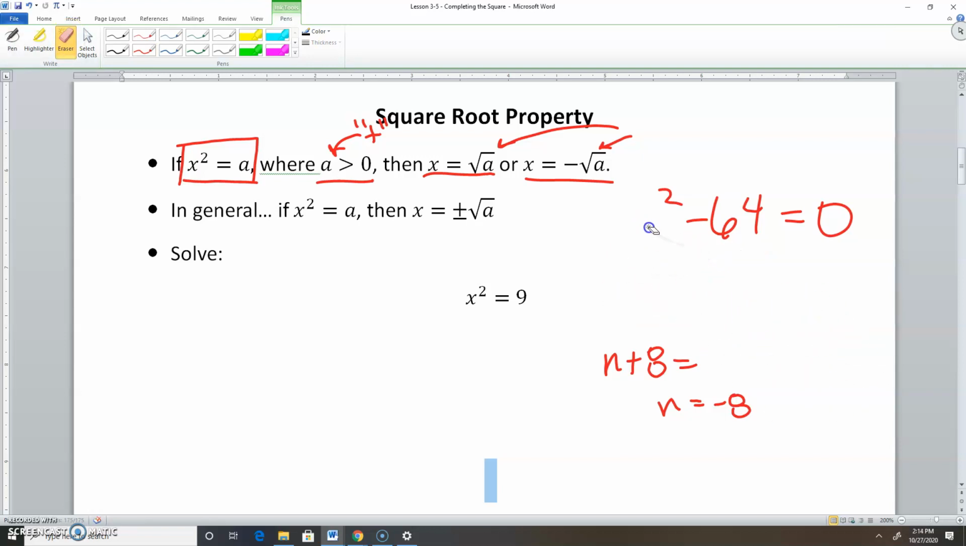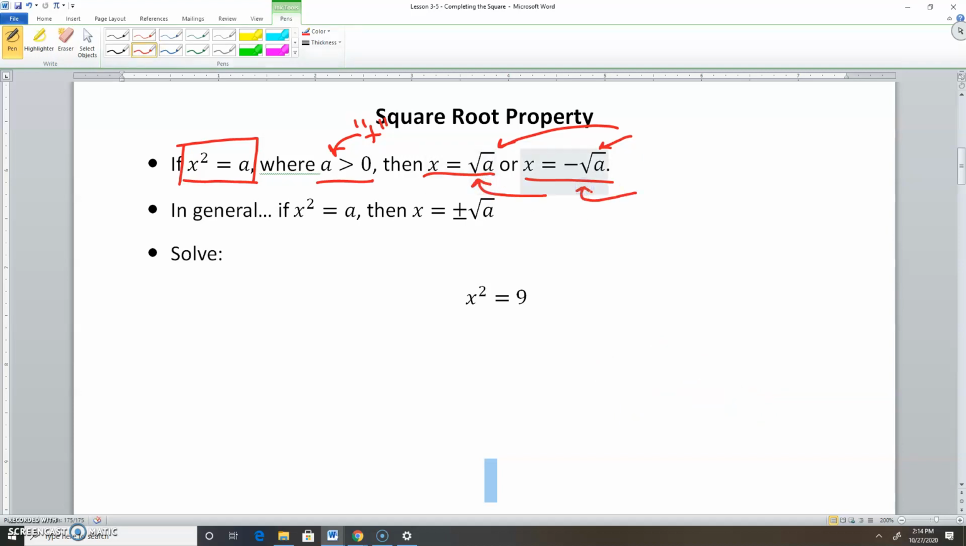Basically, you can solve those without factoring, but in order to do that, you have to be aware of the square root property. The square root property says that if you have x squared equals a, you're going to get the square root, but you also get the negative square root. A shorter version would be to say that x equals plus or minus the square root of a. Now, how does that even work?